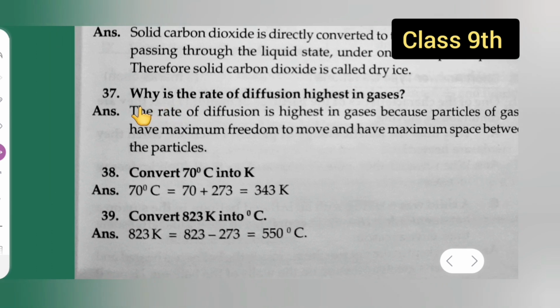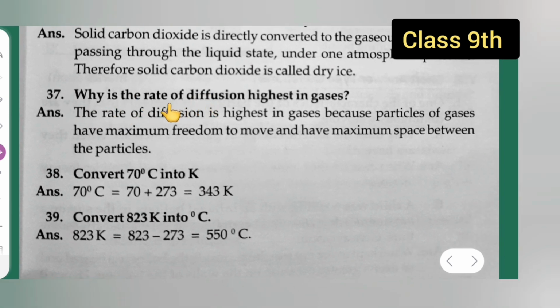Why is the rate of diffusion highest in gases? The rate of diffusion is highest in gases because particles of gases have maximum freedom to move and have maximum space between the particles.